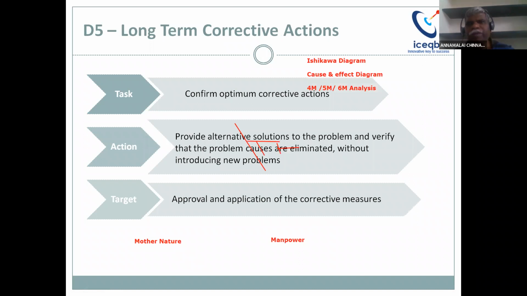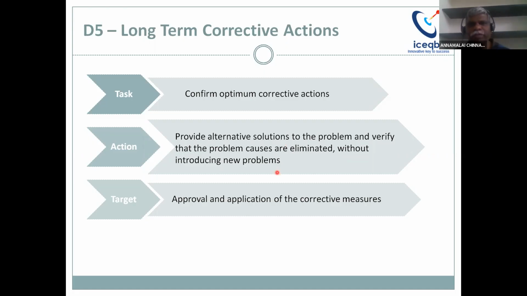So once you have identified the root cause of the problem, the next action will be to take corrective action. So what are the actions you can take in the process so that you'll be able to rectify the problem? Provide alternative solutions to the problem and verify that the problem causes are eliminated without introducing new problems. Whenever you are trying to find a solution, again do a brainstorming session, try to generate as many solutions as possible. And then from these solutions, you pick the best solution that can be implemented. So that is the 5th step, determining the corrective action.